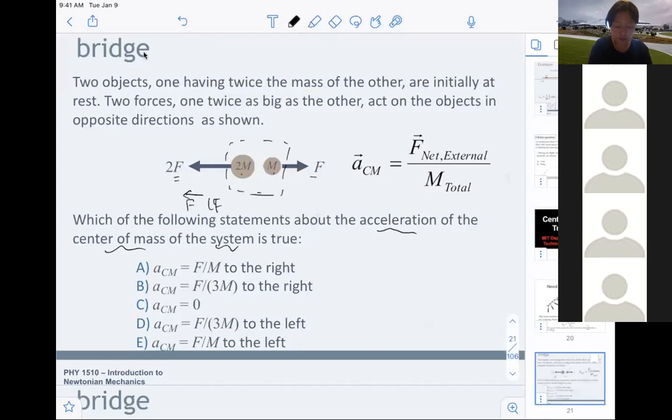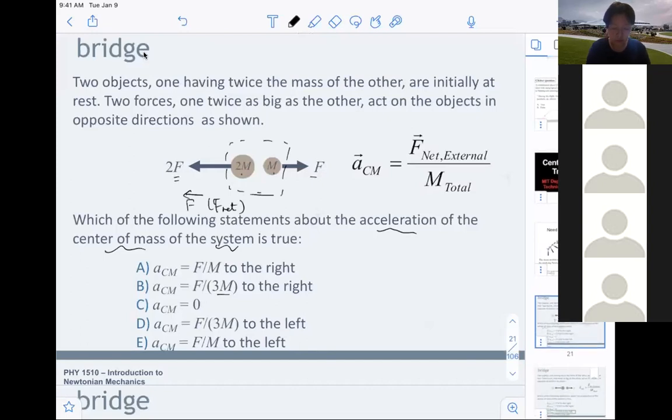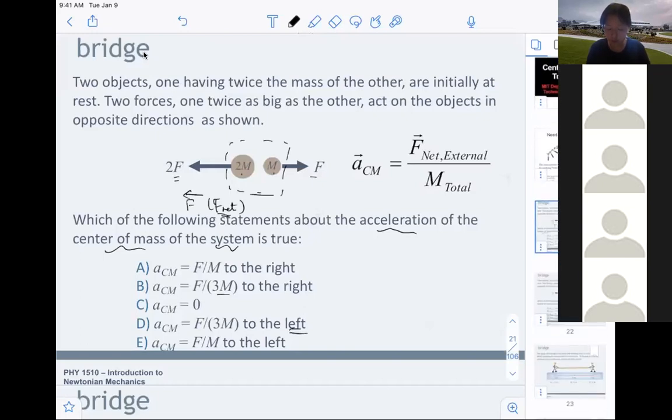That is your F net, right? And now the total mass is 3m. So the center of mass will have an acceleration of F over 3m, to the left. That will be the correct answer. So it's really just a correct application of Newton's second law.